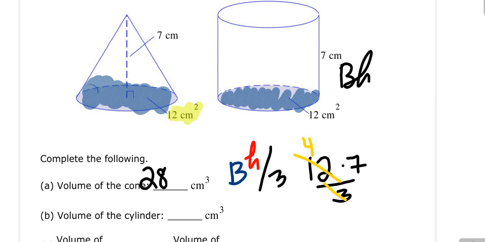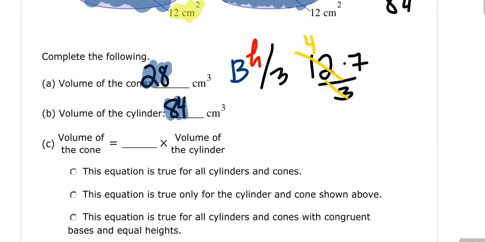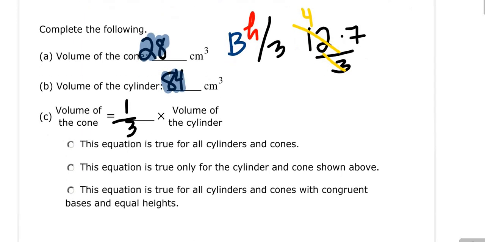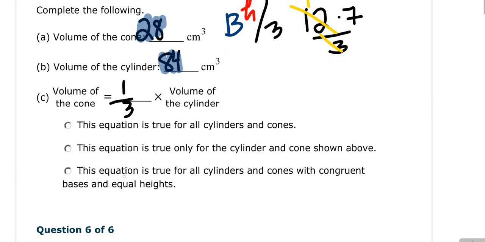Cylinder's just base times height, so that's 12 times 7. So we get 84 centimeters cubed. 3 of these go in one of those. So the volume of the cone is 1/3 of the cylinder. Equation is true for all cylinders and cones with congruent bases and equal heights.